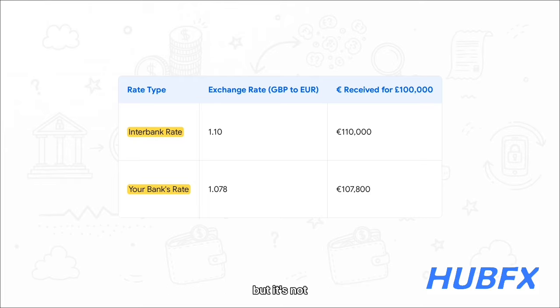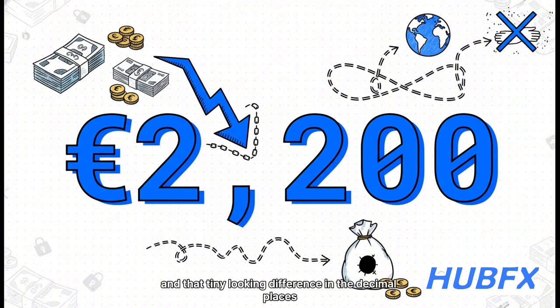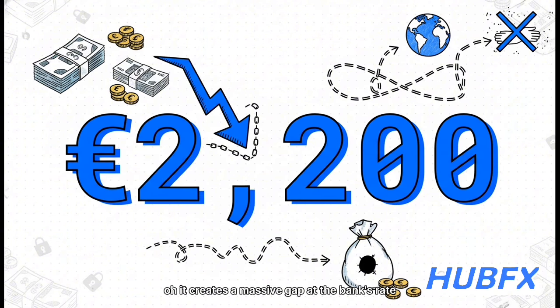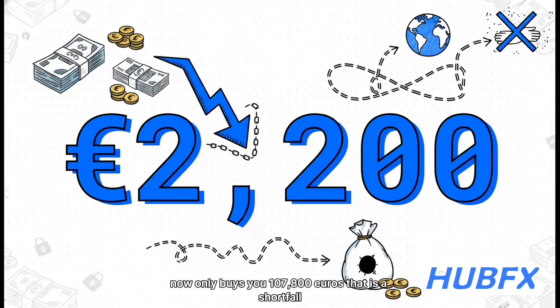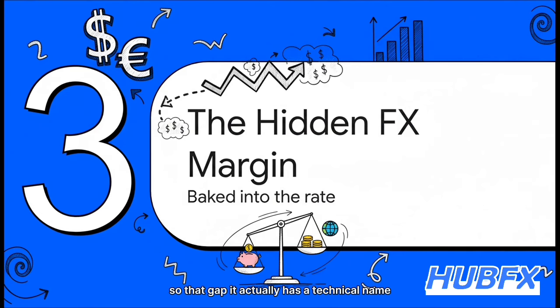But it's not. That tiny looking difference in the decimal places creates a massive gap. At the bank's rate, your £100,000 now only buys you 107,800 euros. That is a shortfall, a direct loss to your business of 2,200 euros, just gone. So that gap actually has a technical name. It's called the foreign exchange margin, or just FX margin for short. And this is basically the bank's profit. It's their payday, and it's built right into the exchange rate they decide to offer you.